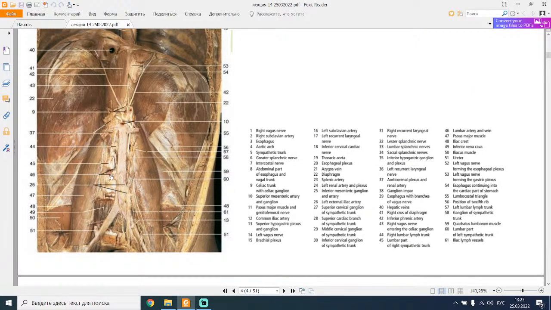What you see in the picture: this is the lumbar artery, Arteria lumbalis. This is the abdominal aorta. Muscles of the abdomen, diaphragm.